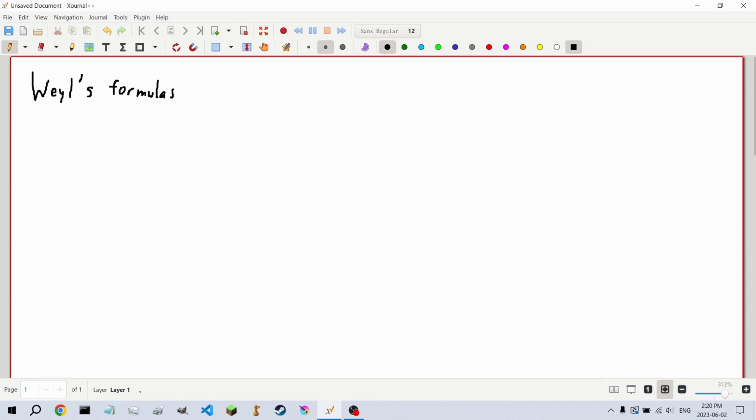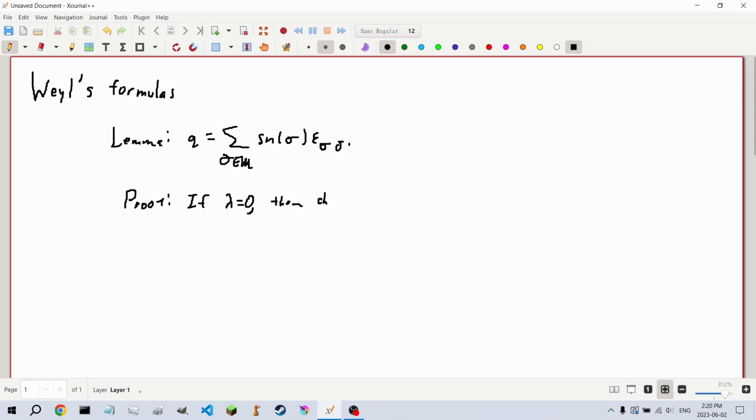Alright, and we start out with a lemma, which is that our Q is the sum over the Weyl group of the sign of sigma times epsilon of sigma delta. And we can prove this directly, but we can use a formula from before, where if lambda is 0, then by our old formula, the character of lambda is epsilon 0.